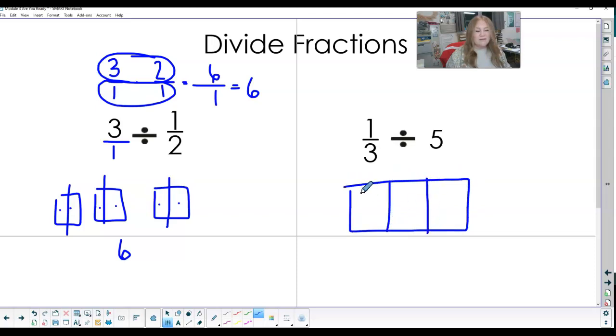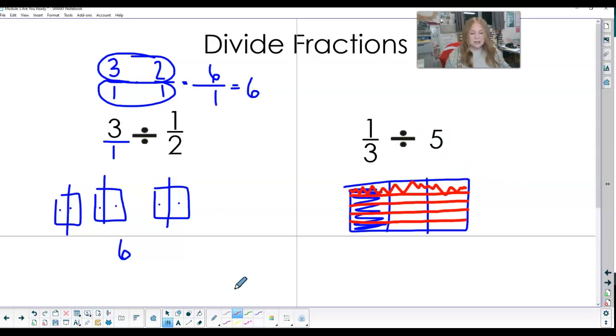So if we have 1/3, this one is going to look a little different. This time we only have a fraction of something, right? We have this whole piece here, and I want to cut that into 5 pieces. So 1, 2, 3, there's 4 and 5, right? But we just have, I'm taking one of these 5 pieces. So these overlapping parts right here, I have 1/15.